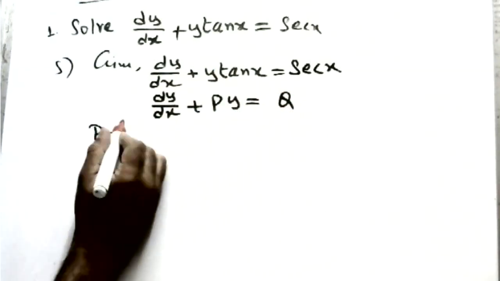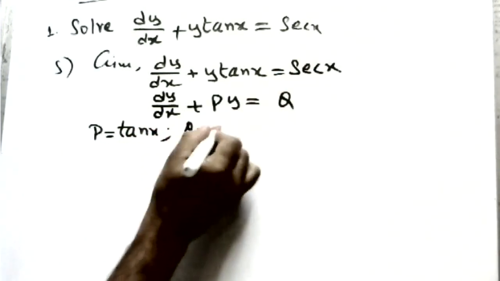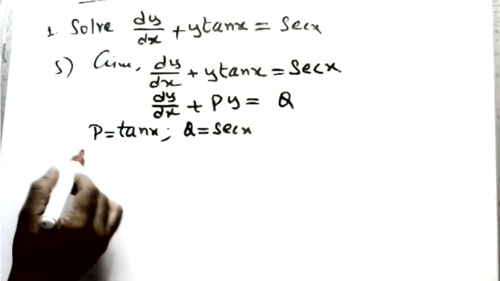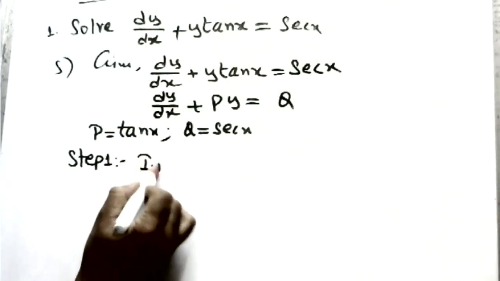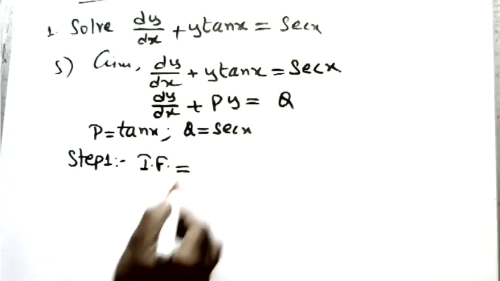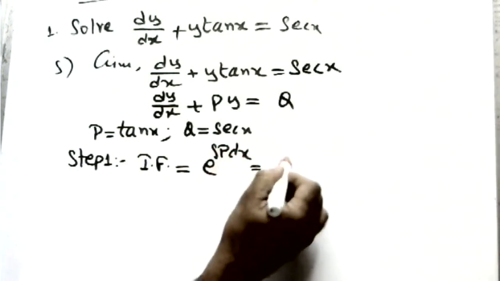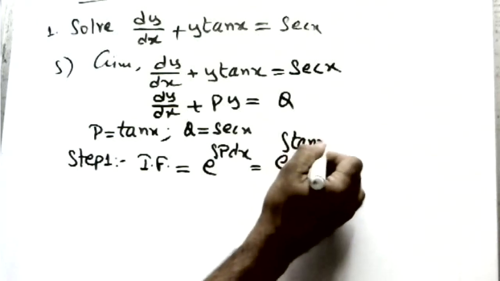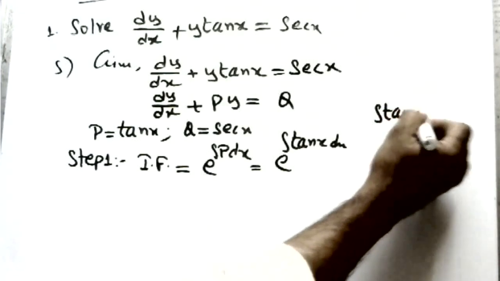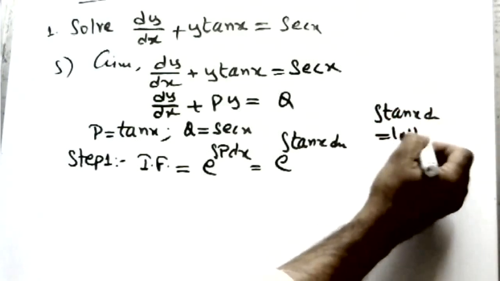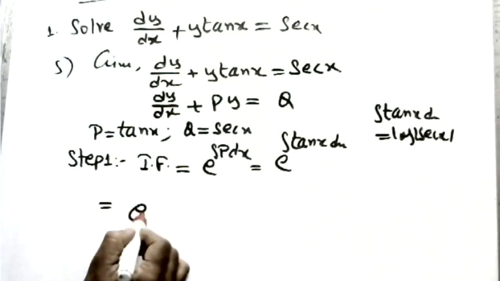So p equals tan x, and the remaining one is q equals secant x. Step 1: we have to find the integral factor. The formula of integral factor is e to the power of integration p dx, so e to the power of integration of tan x dx. We must have this formula by heart: integration of tan x is log of secant x.